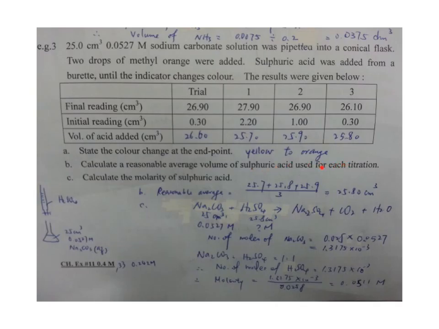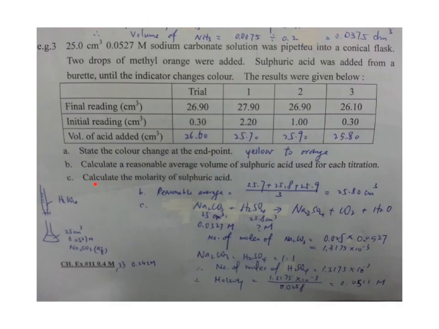Okay. Although in a practical experiment, you will overshoot a little bit. Usually you will have the red color instead of orange color. That will be very hard work for you to attain an orange color. Right? But theoretically, we will say that the endpoint color change is yellow to orange.